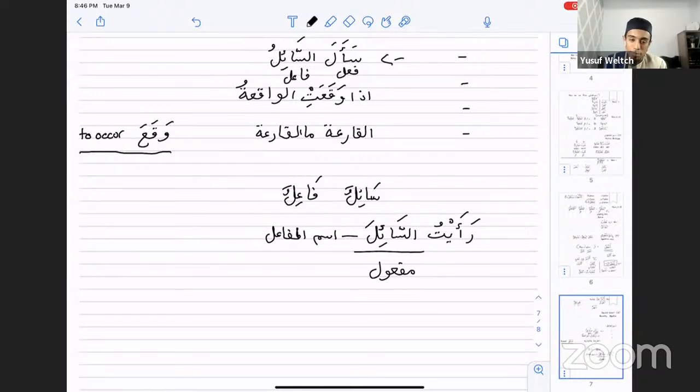Al-qari'ah: qara'a means to knock on something. So qari'ah is the knocker. Right? So Allah says al-qari'ah, first word, the knocker. And it's feminine. It's interesting. Ma al-qari'ah. What is the knocker? Wa ma adraka ma al-qari'ah. And what will make you know what the knocker is? And then Allah tells us about the day of judgment.